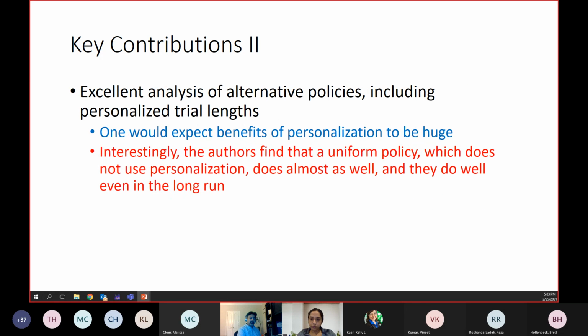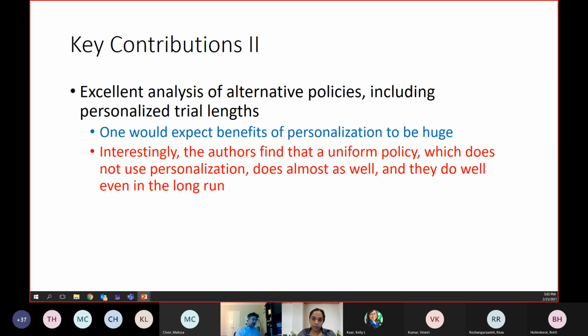And then I really enjoyed the excellent analysis of various policies, including how to personalize the trial length, which he talked about in detail. Normally one would expect the benefits of personalization to be huge. I really liked that even the uniform policy, which gives the same trial to everyone, does quite well. That was also very interesting to me.